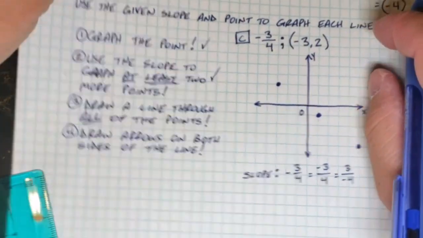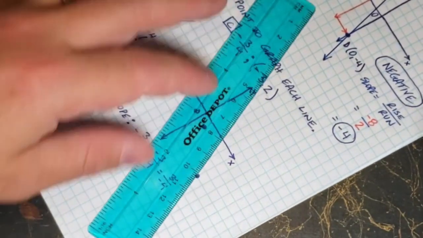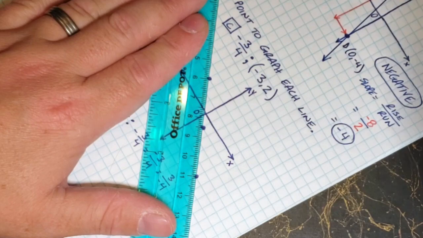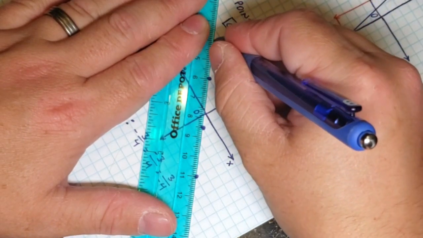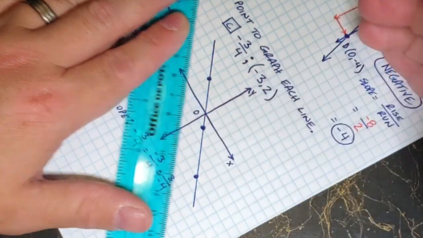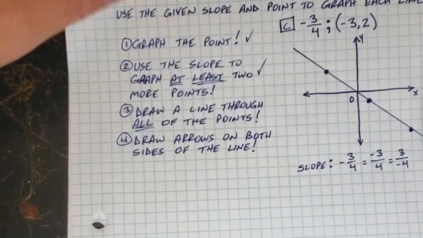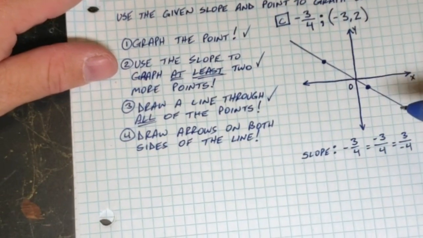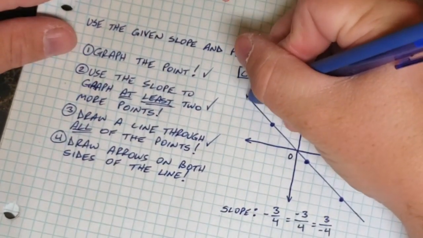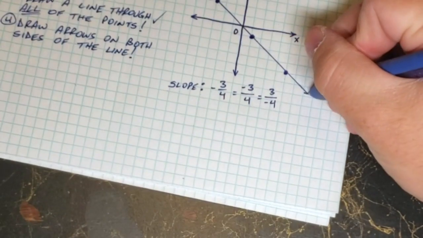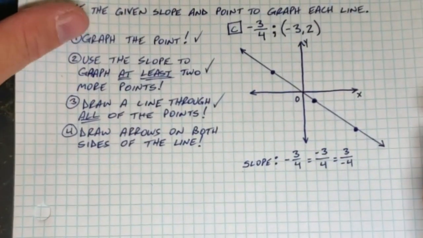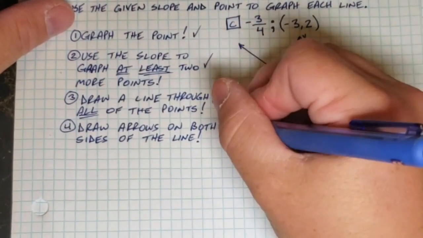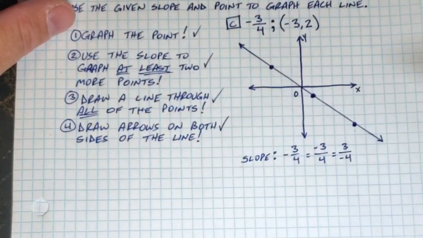Next up, draw a line through all of the points. So you take your ruler and we line up all 3 dots on the ruler and we draw a line. So draw a line through all the points. Check. Draw arrows on both sides of the line. This shows that the line continues on forever in those 2 directions. All right? Easy, if we just follow these 4 simple steps.